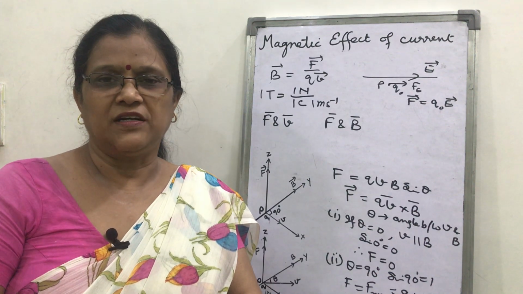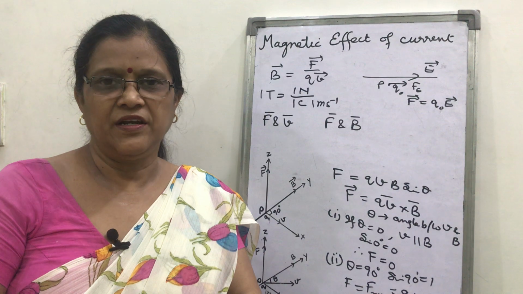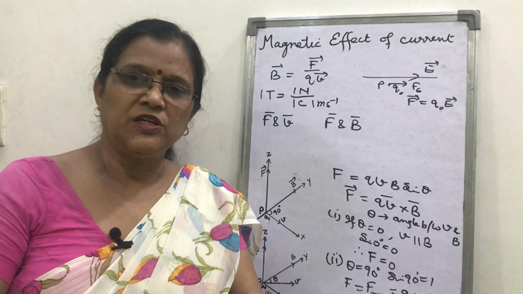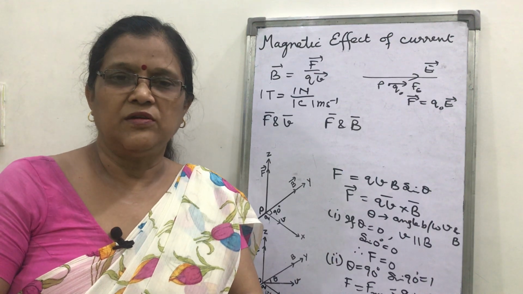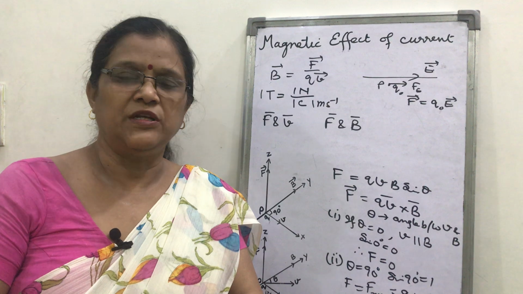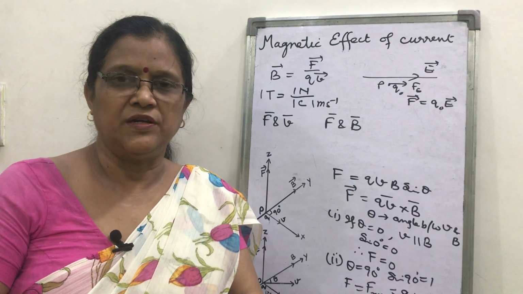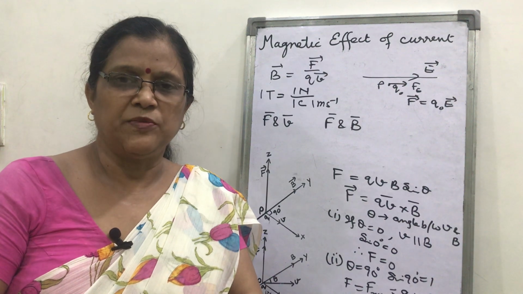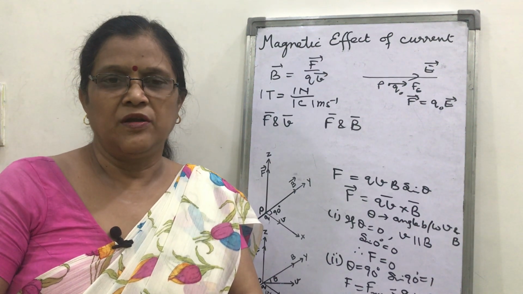In class 12 we are discussing the magnetic effect of current. In the previous video we discussed the Lorentz force. What is Lorentz force? That is the force acting on a charged particle moving in a magnetic field, and it is zero when the charged particle moves parallel to the field. We have discussed the force's direction, when it is maximum and when it is minimum.